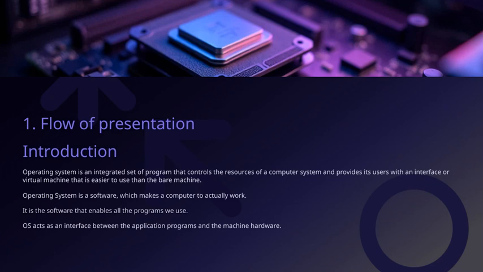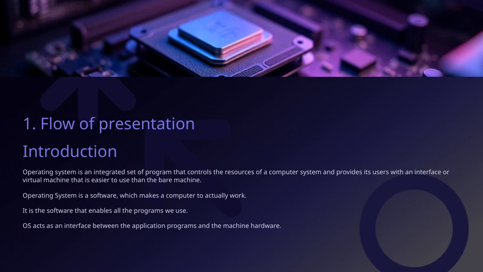First, we'll start with an introduction to the operating system. As I mentioned earlier, the operating system is an integrated set of programs. Its main role is to control the resources of a computer system, things like the CPU, memory, storage devices, and peripherals. But it's not just about control. It also provides a user interface, or a virtual machine, that makes using the computer much easier than dealing with the raw hardware directly.